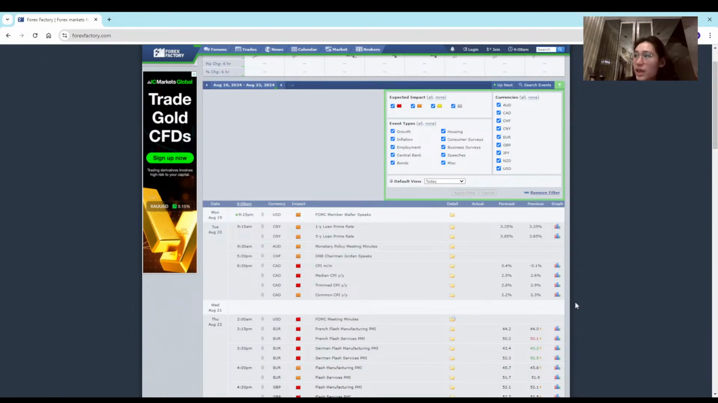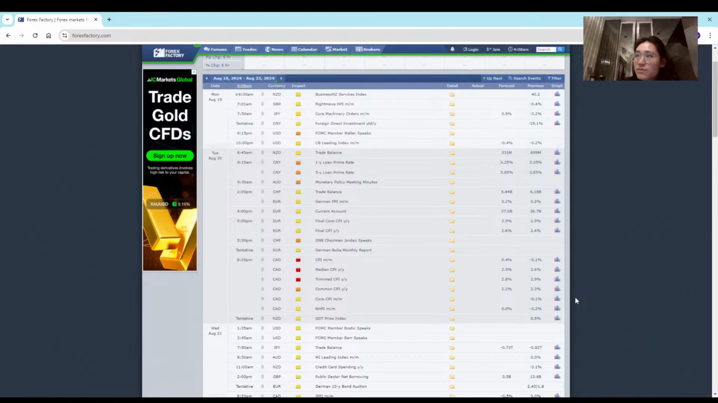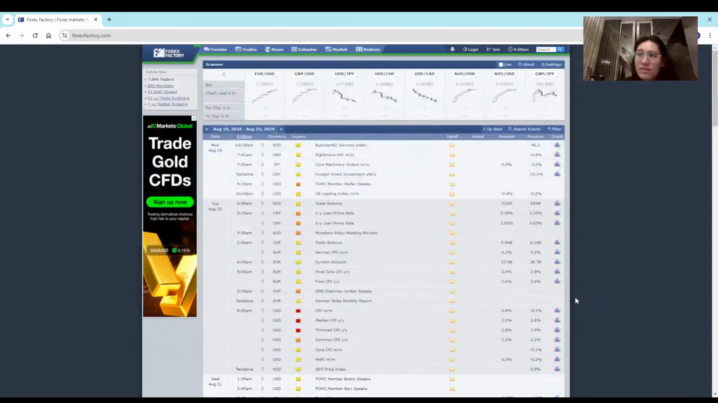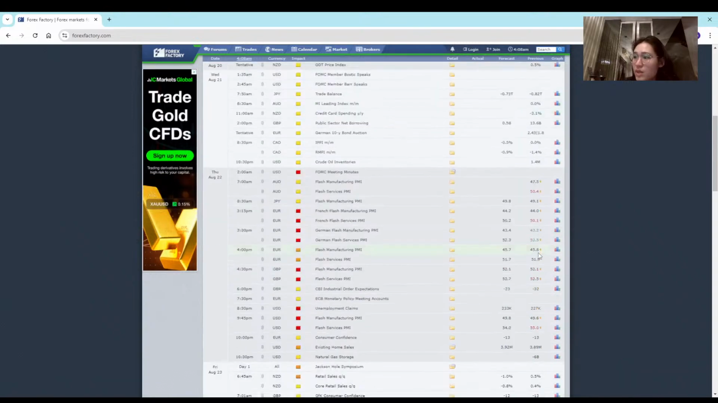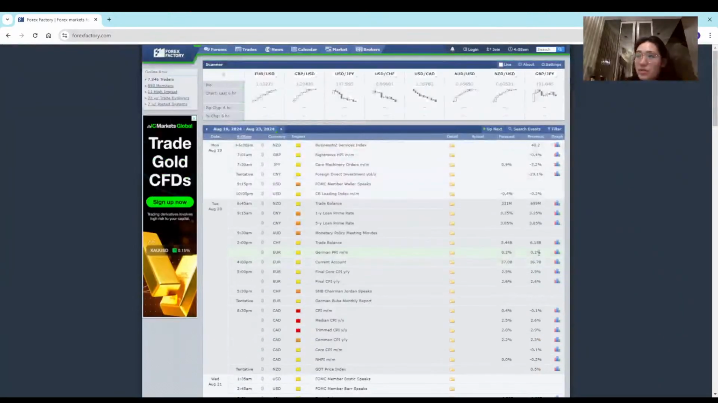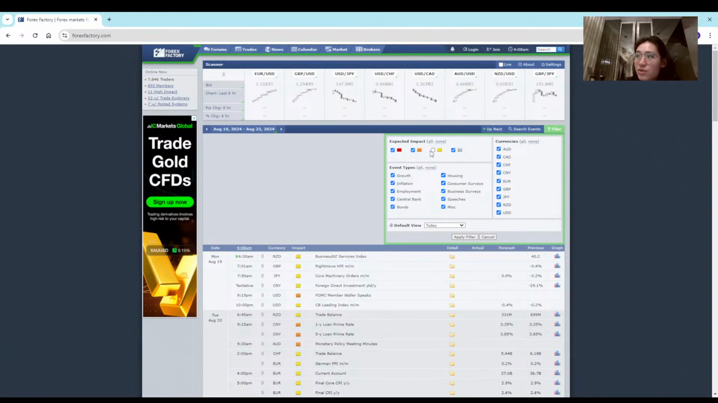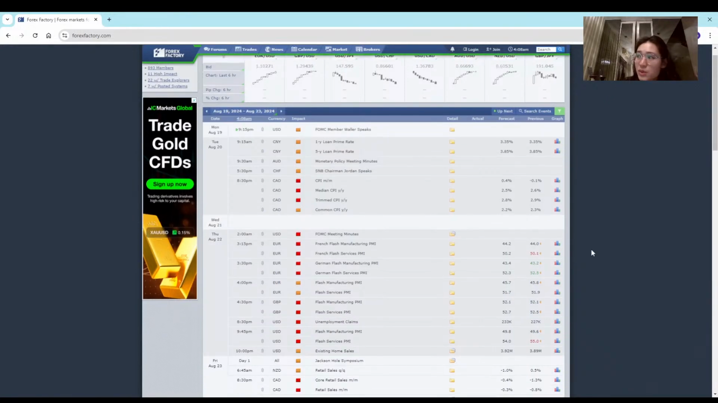Apply filter, and you can see we have a lot more events to go through. So that's why we normally prefer to stream it down and just focus on the medium to high impact events, because those are the events that will have the greatest impact on our charts as well.